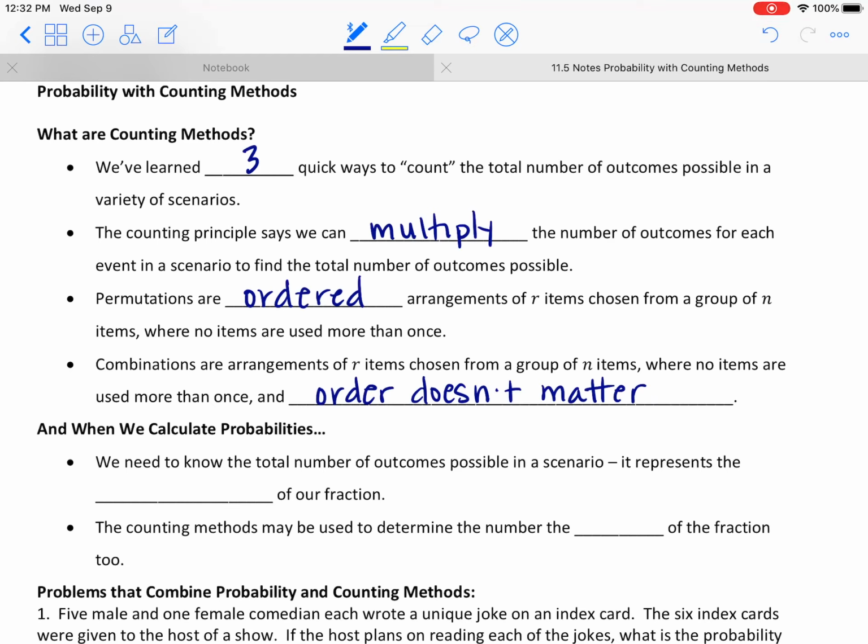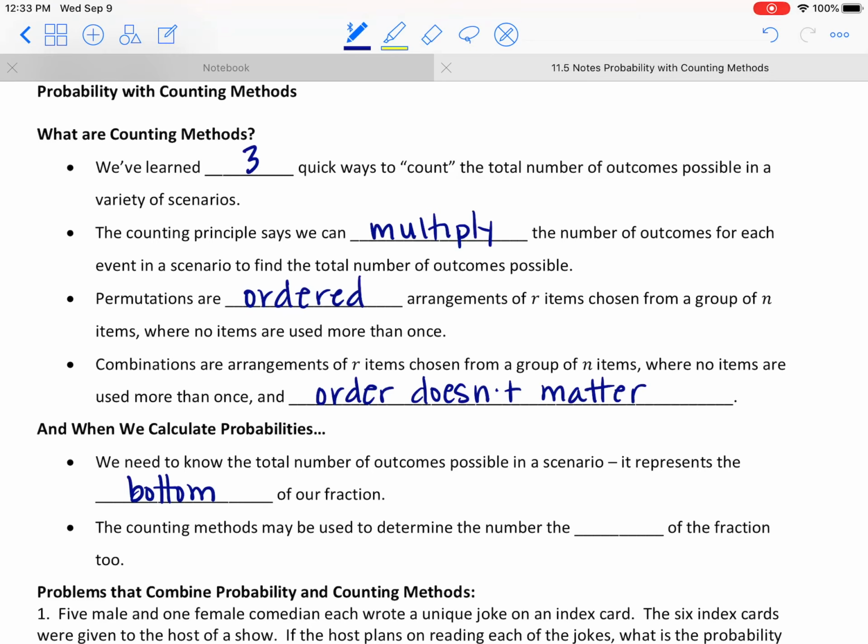Now we need to be able to possibly apply these three counting methods, maybe not all in one problem, but one at a time, when we're calculating a probability. When we're calculating a probability, the total number of outcomes that are possible in a scenario is the bottom of our fraction. Like when you're finding the probability of something happening, rolling a six-sided die, there are 6 different outcomes, so 6 is the bottom of the fraction. Or you're picking a card from a standard deck.